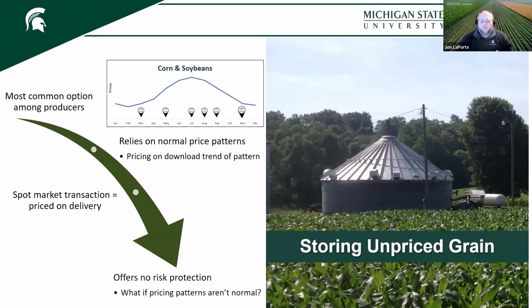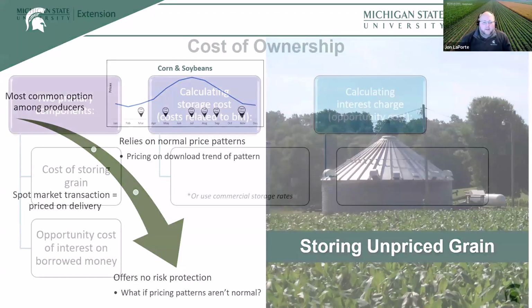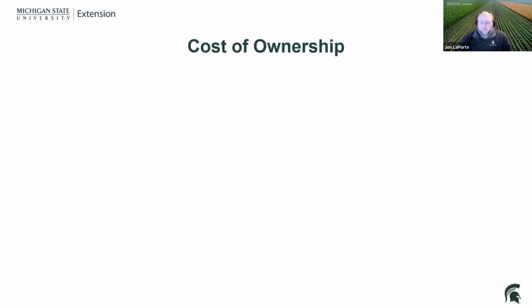So that question of what if price patterns aren't normal, kind of like what we've seen before. And so what we want to also keep in mind is that when you store grain, it's not really just sitting there rent free either. So there is actually some cost to having that grain sit there in the bin. And we often refer to these as the cost of ownership.